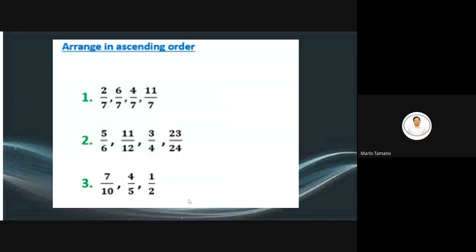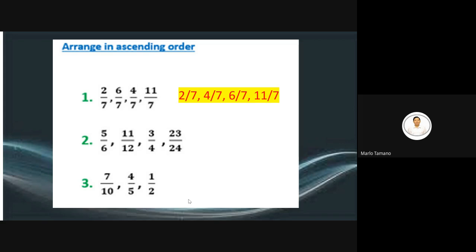Okay po. So, let us practice again. Arrange in ascending order. Puro practice, Number 1. 2 over 7, pare-pareho ang denominators. Alin dyan ang pinakamababang fraction? 2 over 7. Kasunod, 4 over 7. Pangatlo, 6 over 7. The last one, 11 over 7. So that is correct. So 2 over 7, 4 over 7, 6 over 7, 11 over 7.